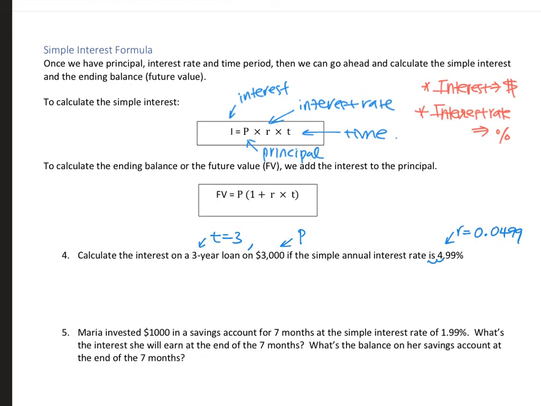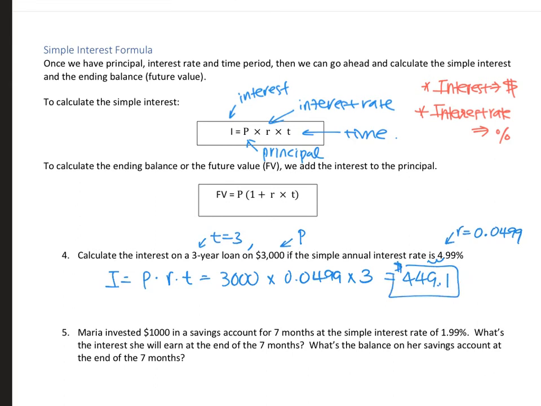So calculate the interest. If I borrow $3,000 for 3 years at 4.99%, how much do I have to pay for interest? The formula says I is equal to P times R times T. So 3,000 times 0.0499 times 3. That will be 449.1. So you're going to have to pay an extra $449.10 for interest. As you can see, sometimes it's a lot of interest. It depends on the 3 years, your interest piles up a little bit, right? And the interest rate, and also how much you borrow as well.